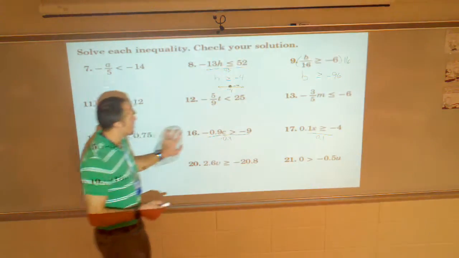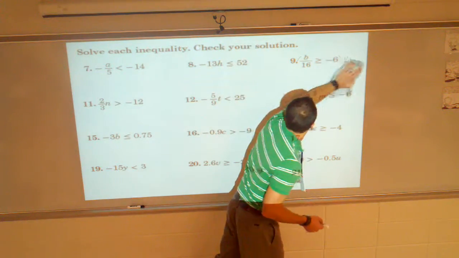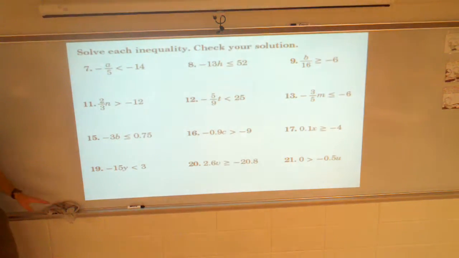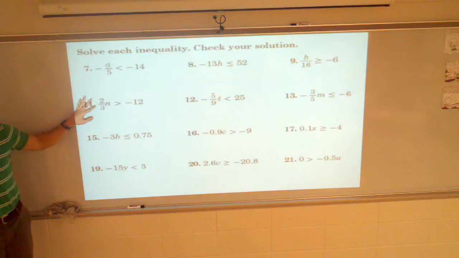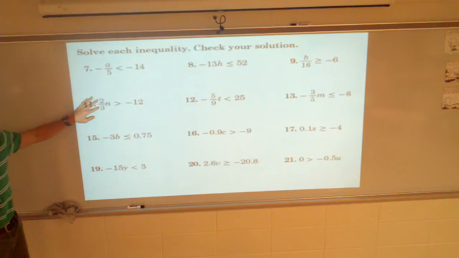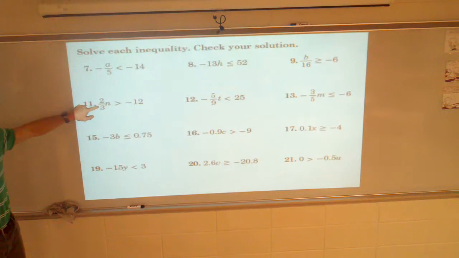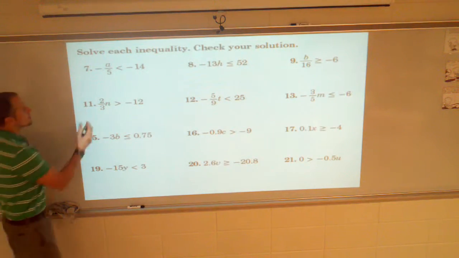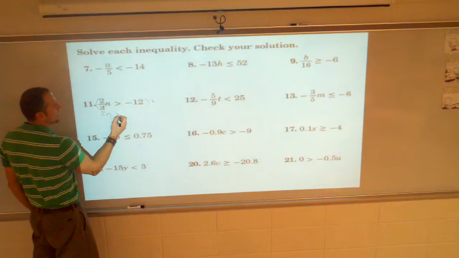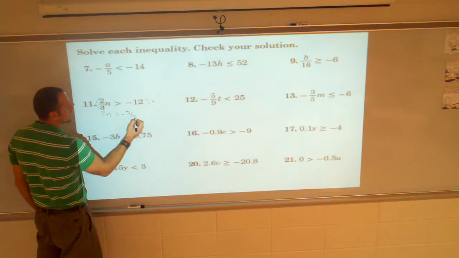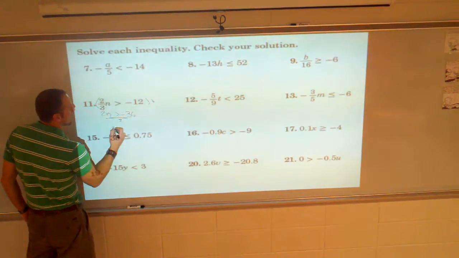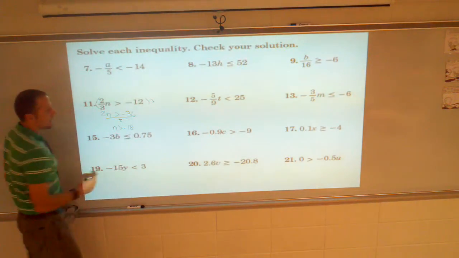Now, let's go back and look at number 11 really quick. 2/3 times n is greater than negative 12. I want to go over this because these fractions are kind of confusing. One of the first things that I would suggest, if you see a fraction, is just clear it out. Let's multiply this whole thing by 3. If I multiply this whole thing by 3, this will cancel, and I've just got 2n is greater than negative 36. Now I know, divide it by 2, n is greater than negative 18.